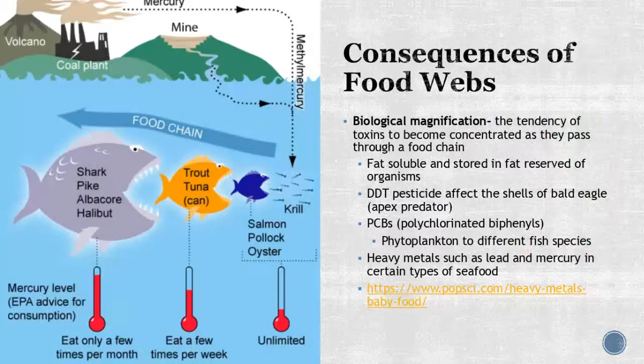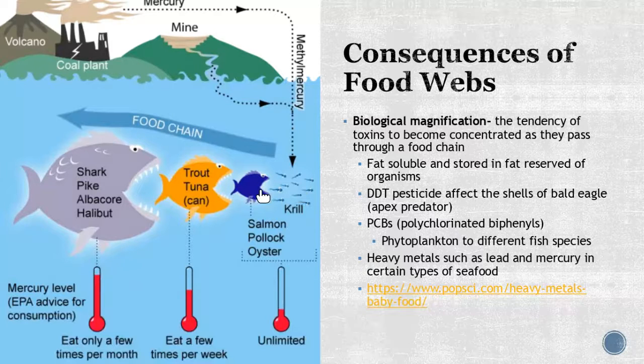Now, the one thing with the food webs, it can be beneficial, but there are consequences. And one thing that this book does talk about is biological magnification. So this is when we start to see toxins or chemicals become concentrated as they pass through a food chain. So the example shown on here is mercury. So mercury, we have all this waste exhumed into the atmosphere. It does go into the water. The smaller organisms eat it.